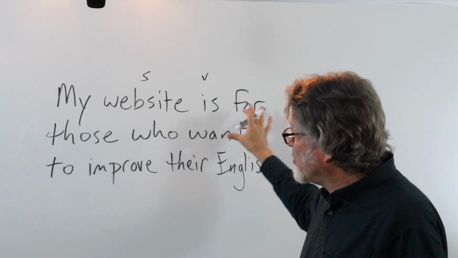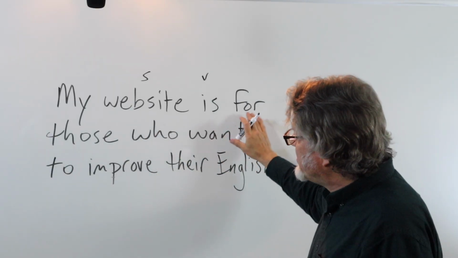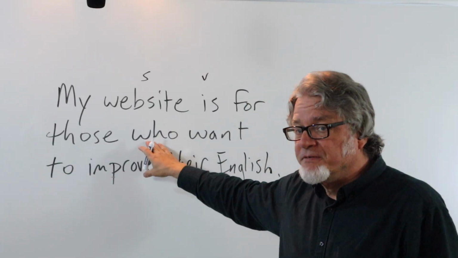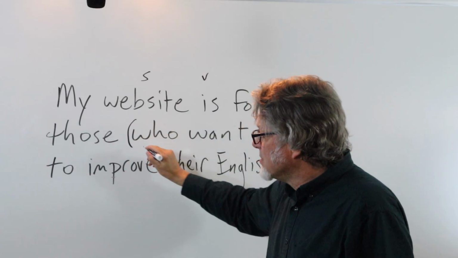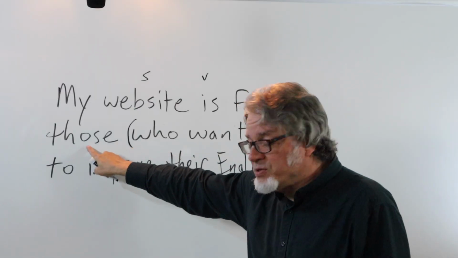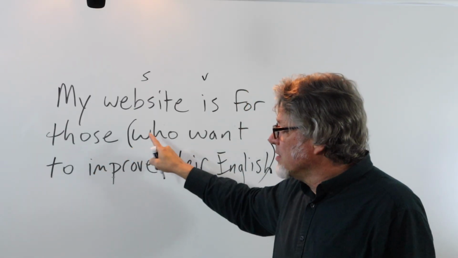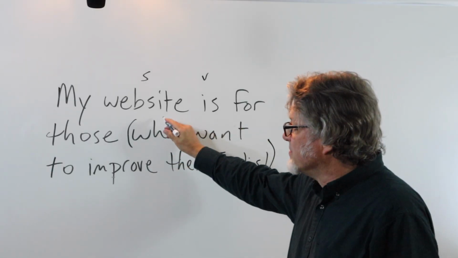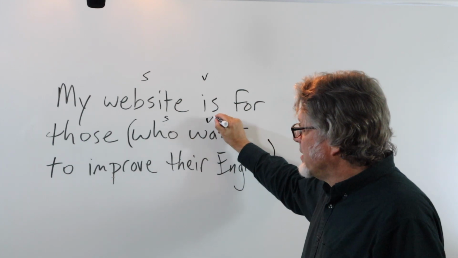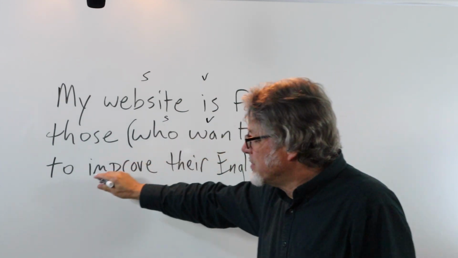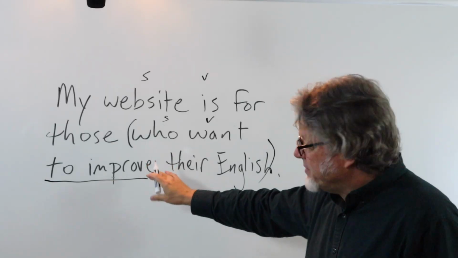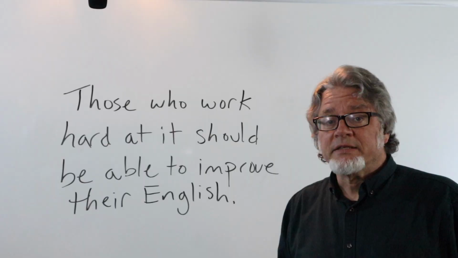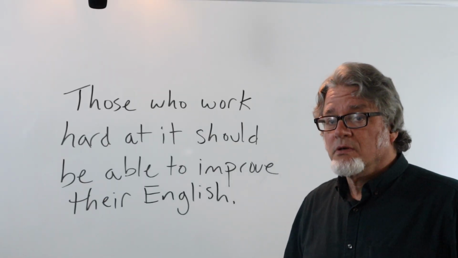I'm not exactly sure what this is called, but here's a preposition, and then here's the word those. And then this adjective clause is for this word, those, who want to improve their English. In the adjective clause, here's the subject, here's the verb, here is an infinitive, and then here's the object of this infinitive.